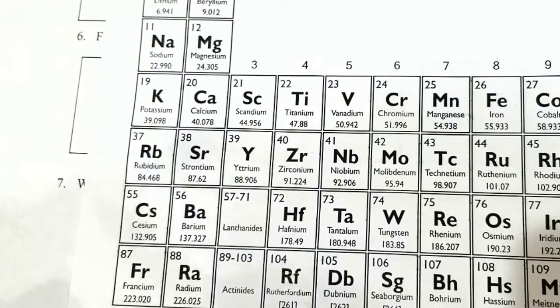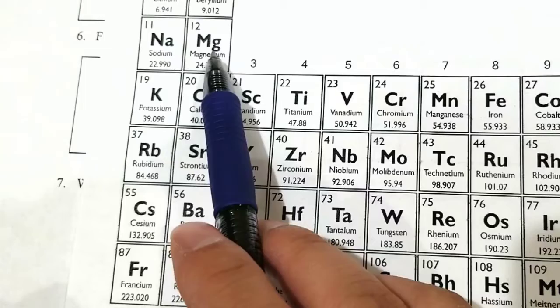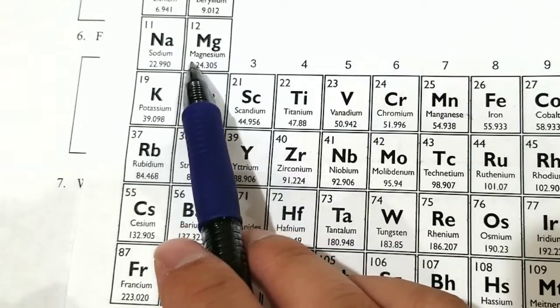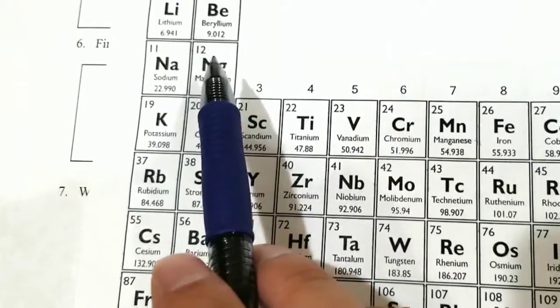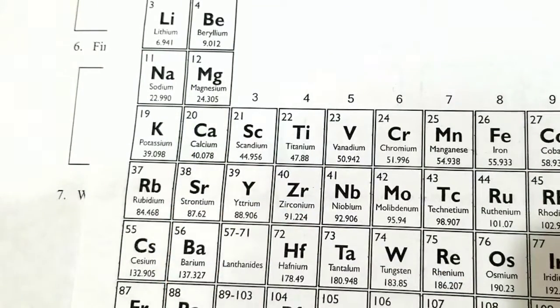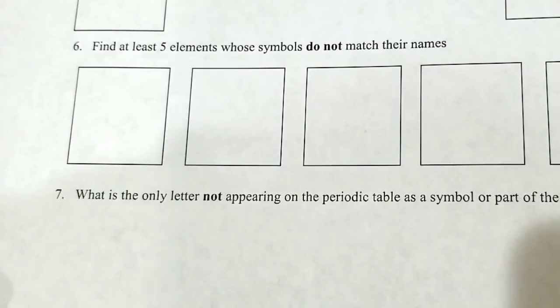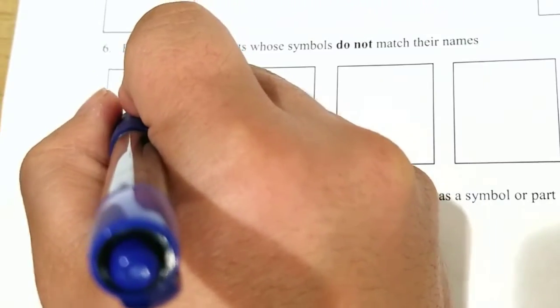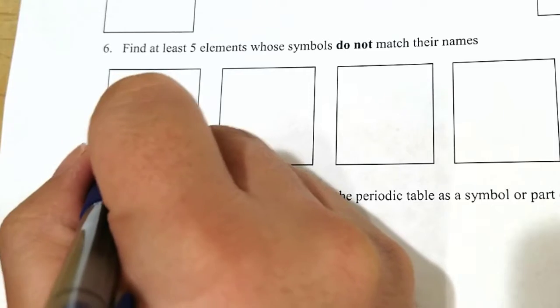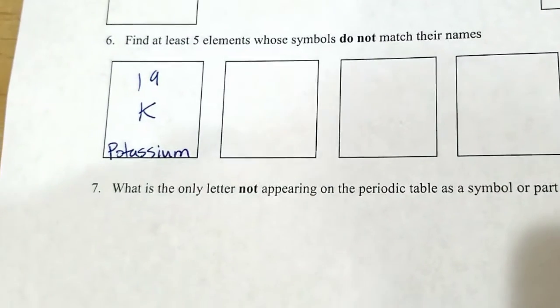Most elements sound the same way that the symbols look. For example, magnesium, it's Mg and it starts with the letter M. So it sounds very similar. And also beryllium is very similar to its symbol as well. Okay, so find five elements that do not match their names. One example we picked was potassium. Okay, so go ahead and find the rest.